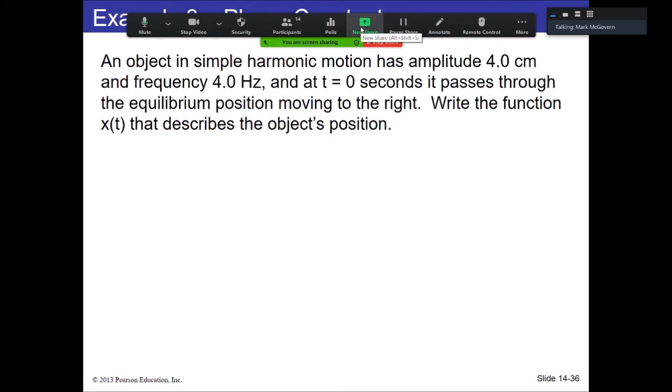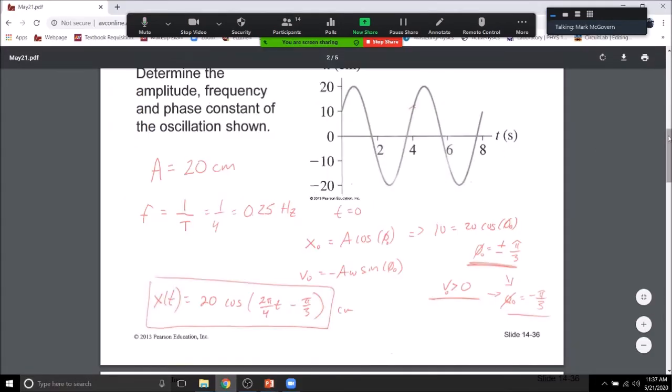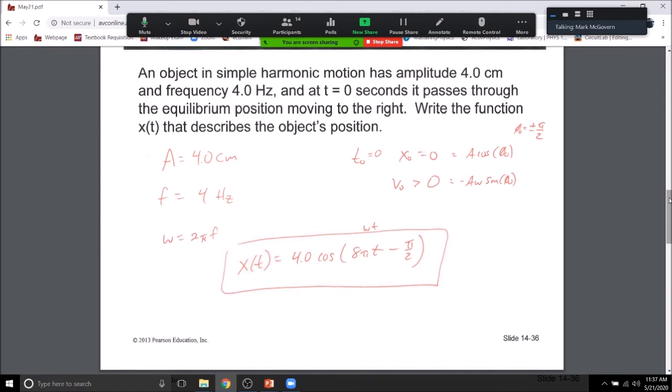All right, another problem right off the bat here. Let's do it. An object in simple harmonic motion has an amplitude of 4 centimeters and a frequency of 4 hertz. At t equals 0 seconds, it passes through the equilibrium position and it's moving to the right. We want to write a function x of t that describes the object's position.